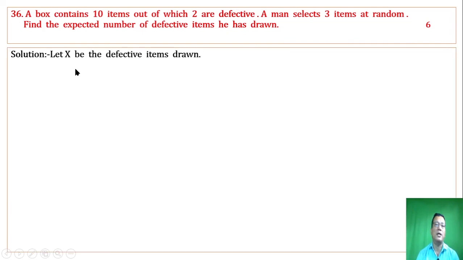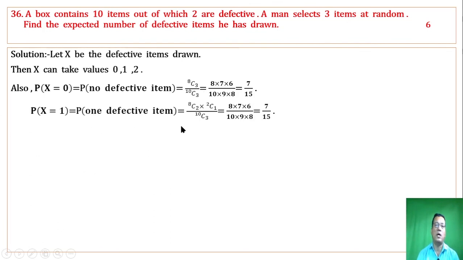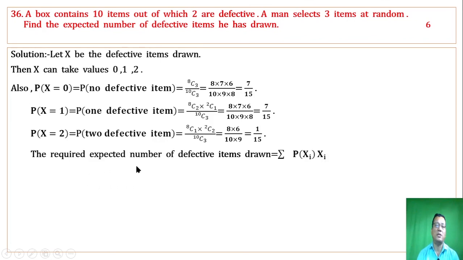6 marks. Let X be the number of defective items drawn. Then X can take values 0, 1, 2. Also, P of X equals 0, that is, P of no defective item, is 7 by 15. Similarly, P of X equals 1 is this, and P of X equals 2 is also this. The required expected number of defective items drawn is this. Putting in the respective values, we have 9 by 15, that is, 3 by 5.